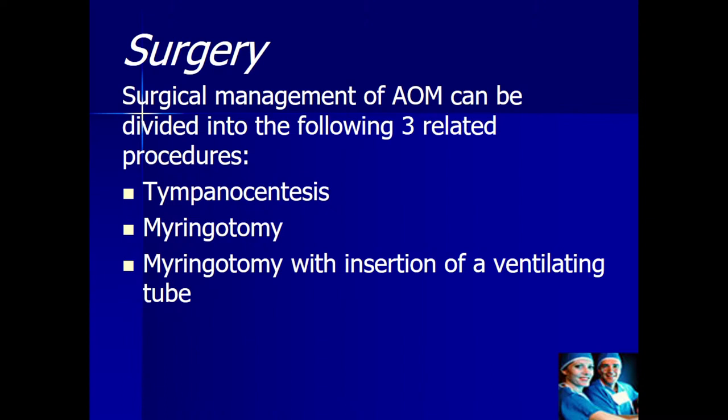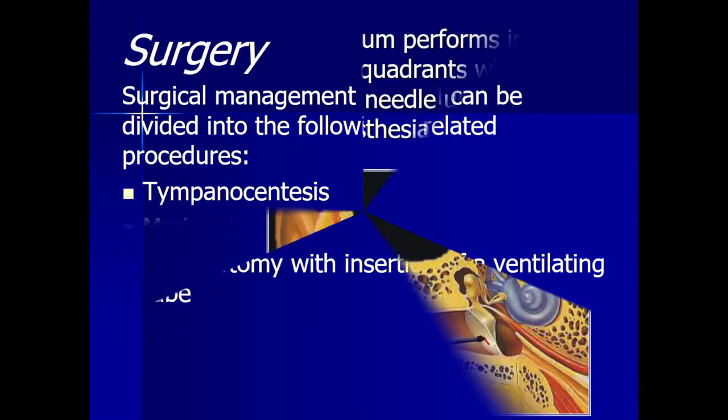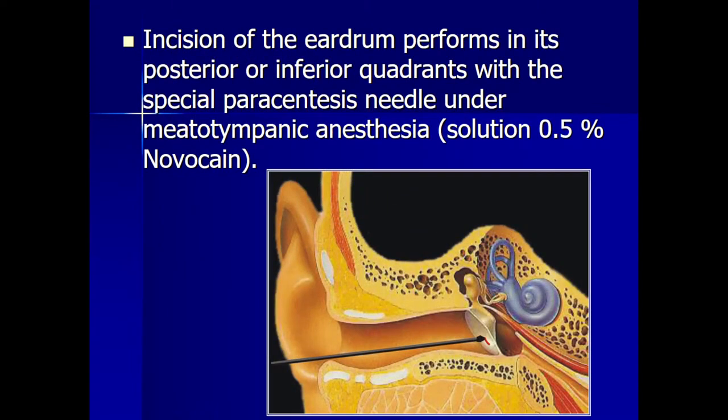tympanocentesis or paracentesis of the tympanic membrane, myringotomy with insertion of a ventilating tube or grommet tube. The first one, paracentesis, is an incision of the eardrum performed in its posterior or inferior quadrants with the special paracentesis needle under meatotympanic anesthesia.